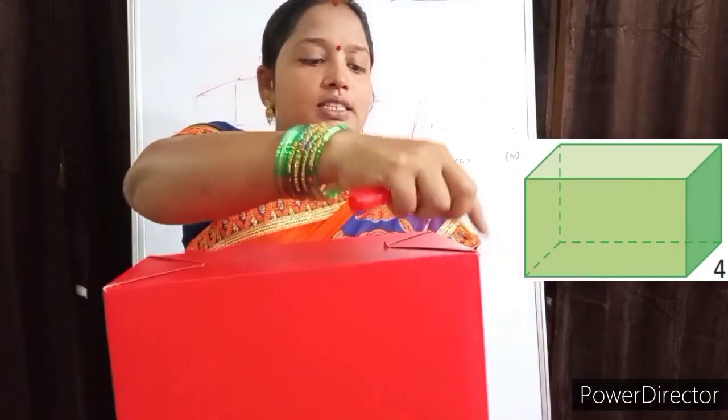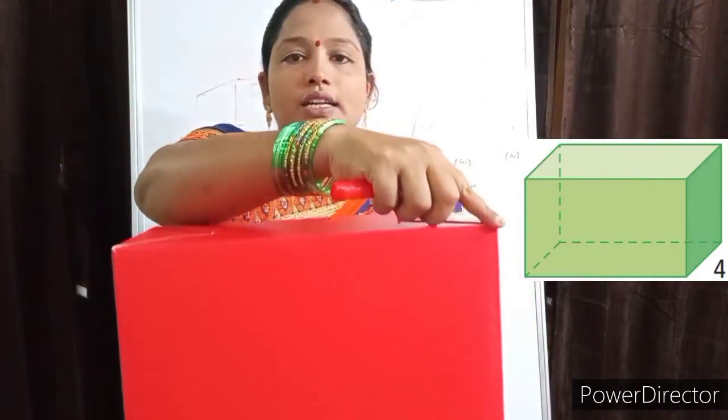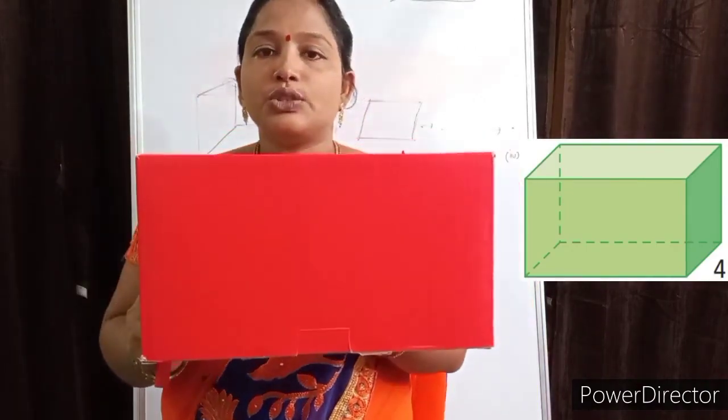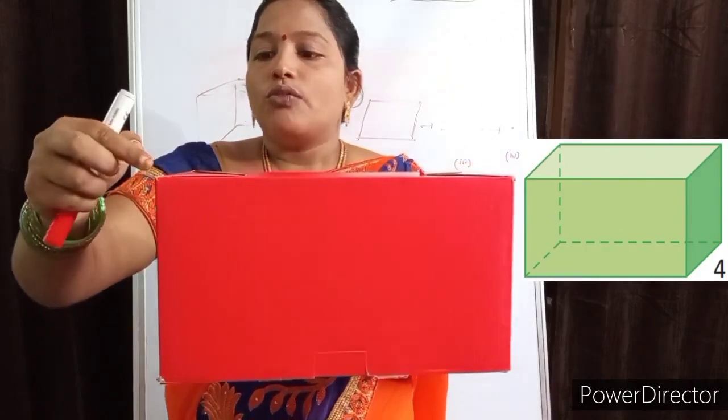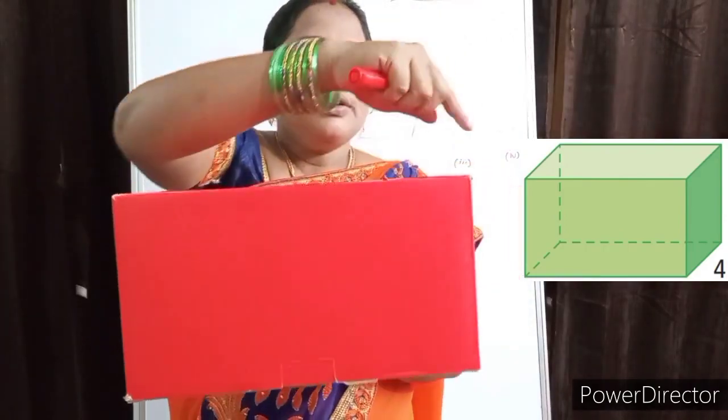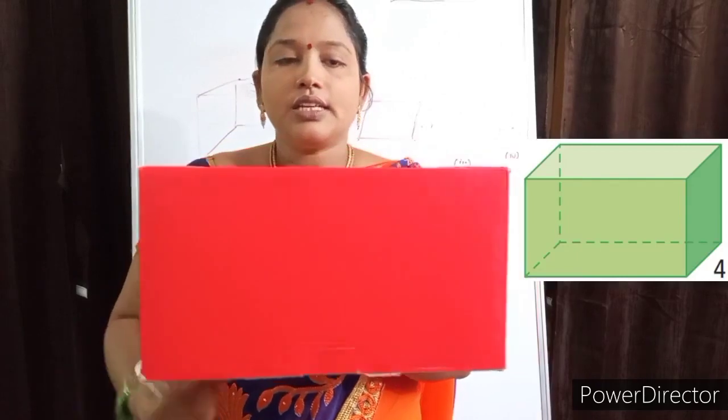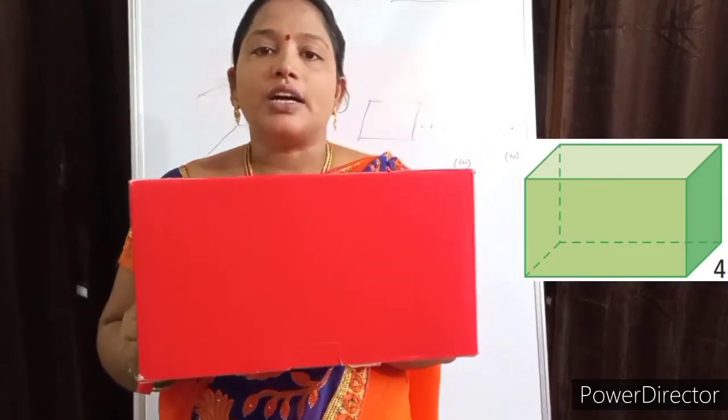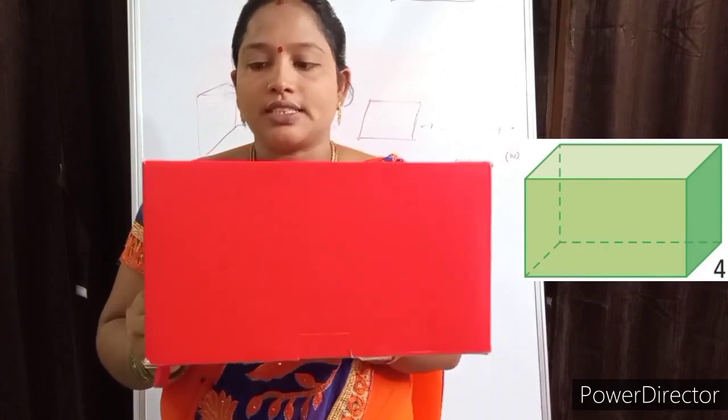This is a corner. This is a corner. How many corners does a cuboid have? 1, 2, 3, 4, 5, 6, 7, 8. 8 corners. Corners mean vertices.